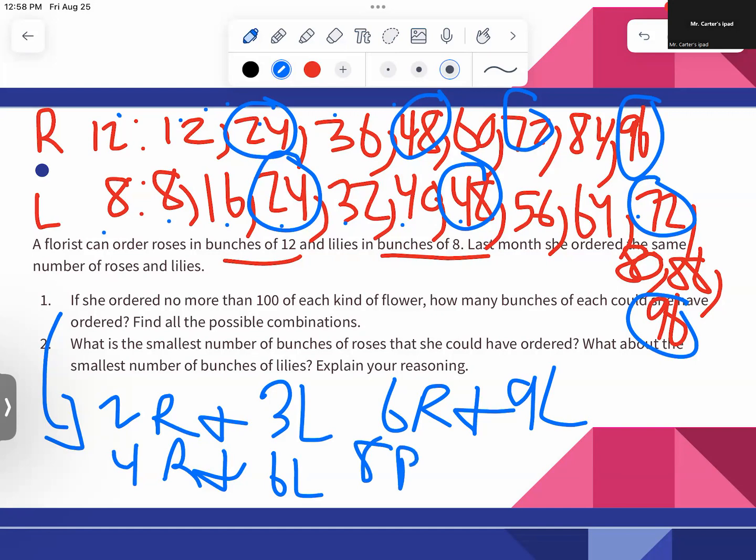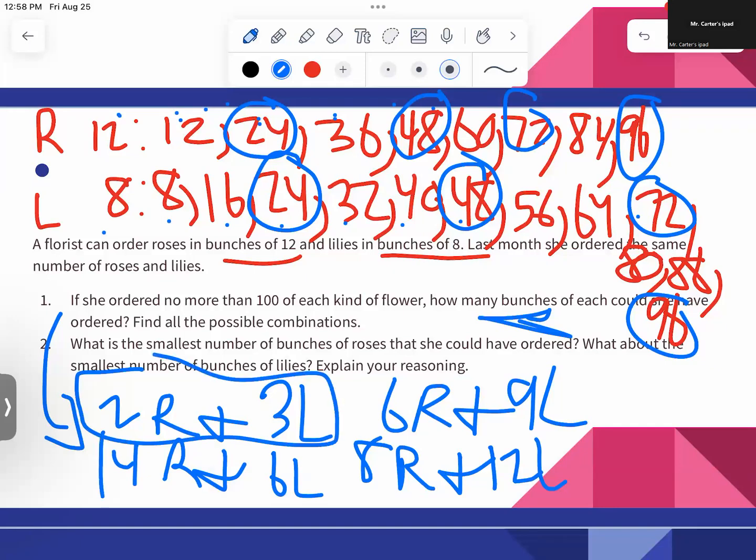So we could have had 8 roses, and we could have had 12 lilies. Okay, so that's how many bunches of each. So this is 1 bunch, 2 bunch, 3 bunch, 4 bunch, right? So any of these combinations would have worked. So any of those are her possible answers. Okay, now that's the first part of the question.